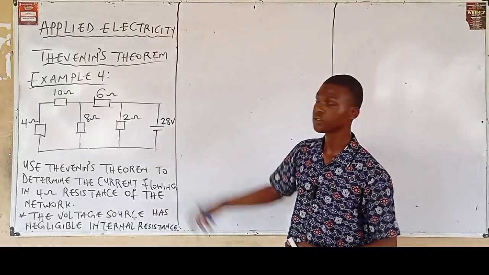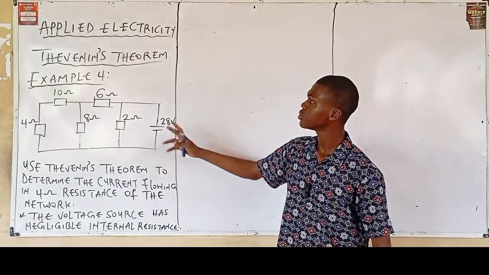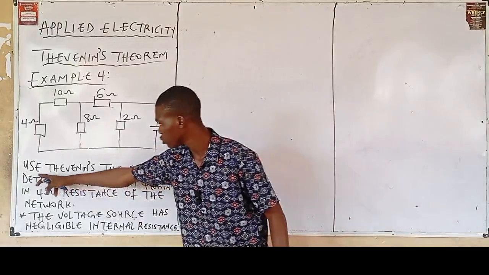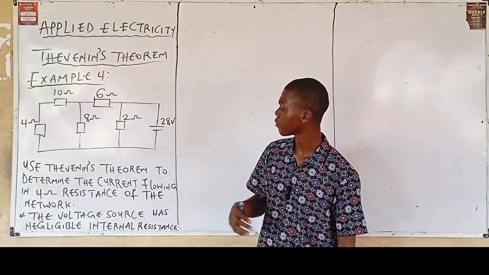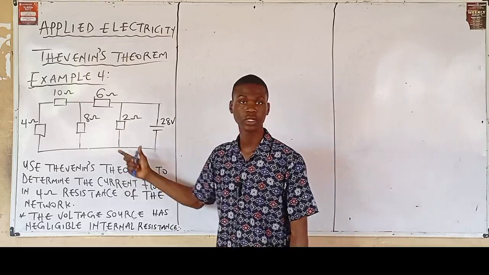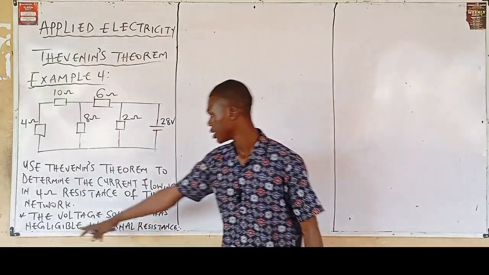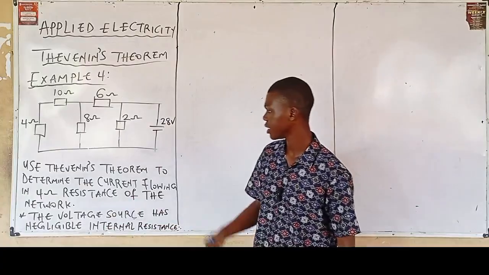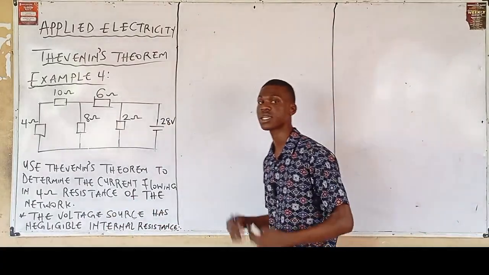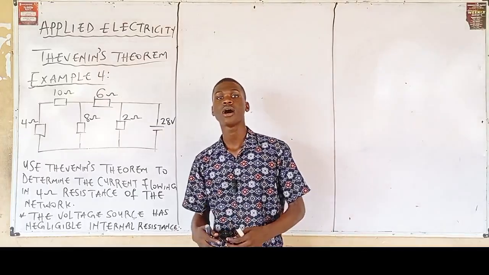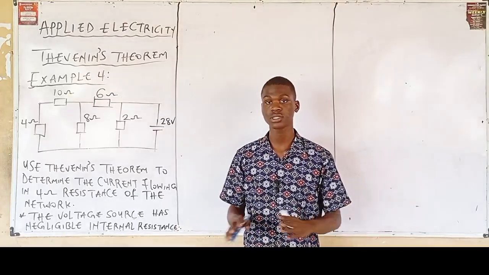Alright, the question given to us says: use Thevenin's theorem to determine the current flowing in the 4-ohm resistor of the network shown above. The voltage source has a negligible internal resistance. Alright, the steps remain the same, nothing is changing.